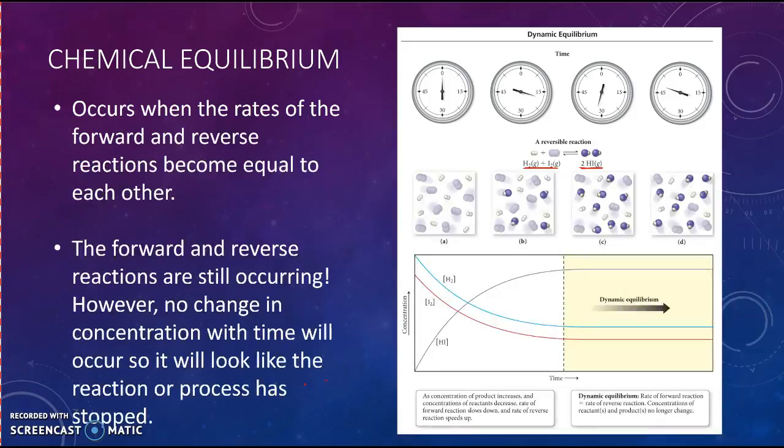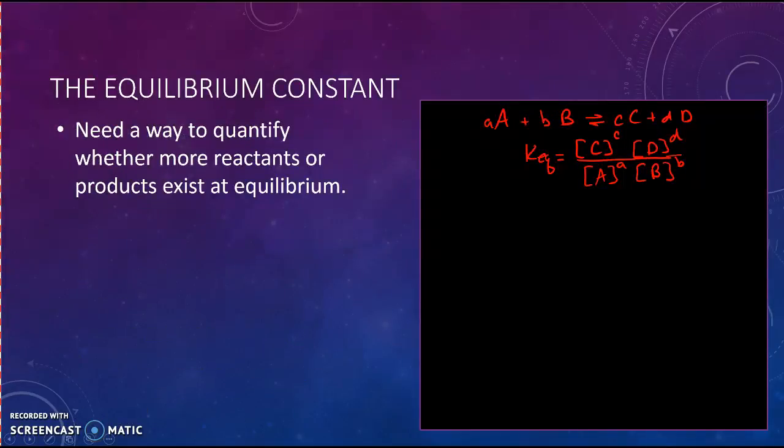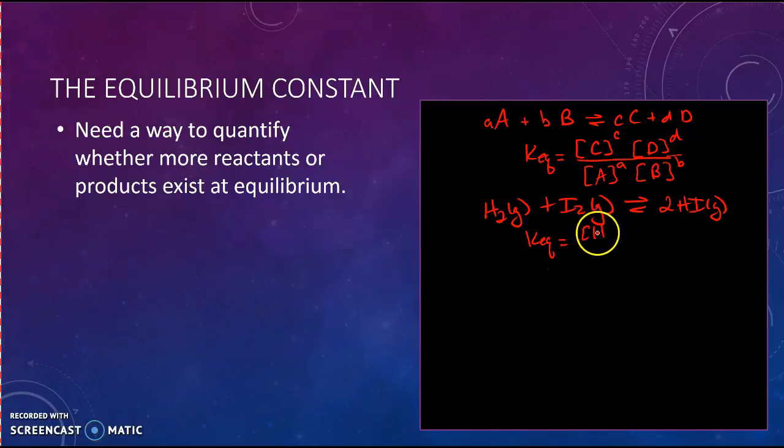For the reaction that we just saw between hydrogen and iodine and hydrogen iodide, I would have H2 gas plus I2 gas going to form equilibrium with 2HI gas. I would write this equilibrium constant as the concentration of HI squared divided by the concentration of H2 times the concentration of iodine. This is how I would write the expression for the equilibrium constant for that reaction.